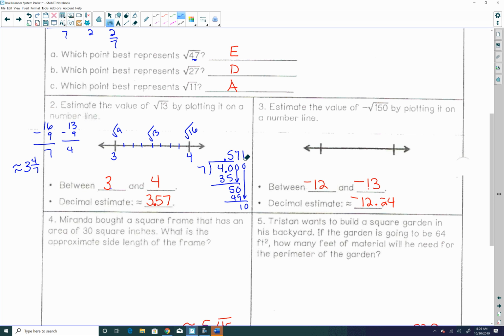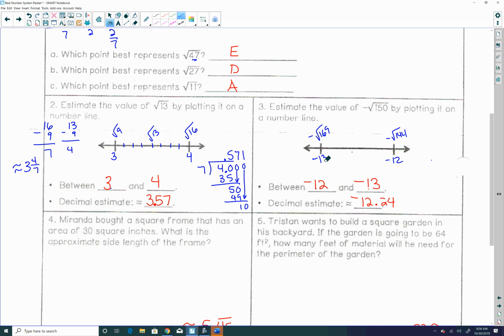Now when you're finding a negative square root, like number 3, it's the same thing, it's just the number line is going to be backward. So the square root of 144, the lower perfect square, is going to be on the right. The square root of 169, which has the higher absolute value, is on the left, since the number line is going in the opposite direction. So this is 12, and this is negative 13.